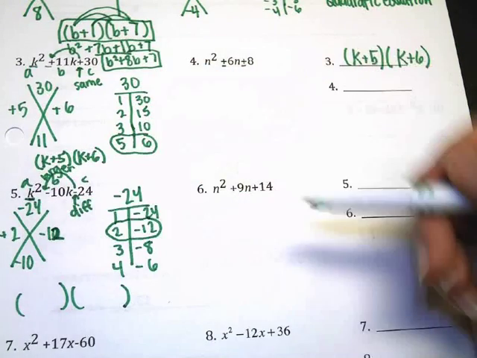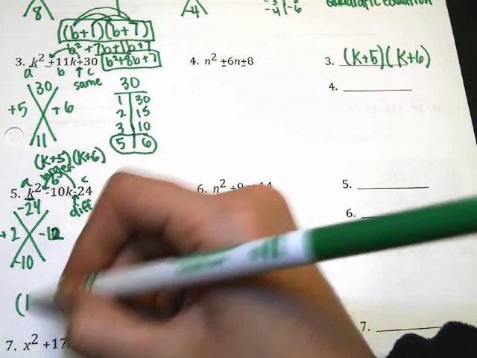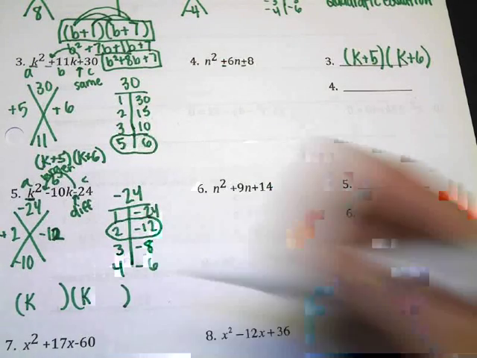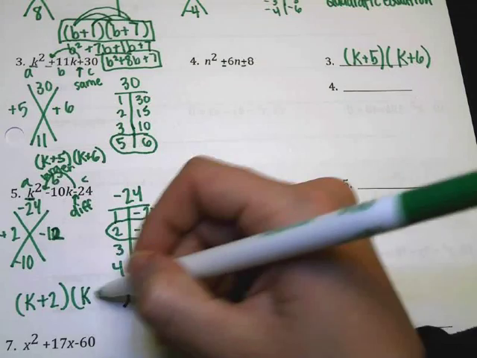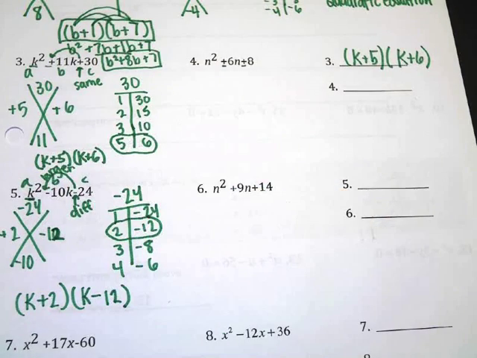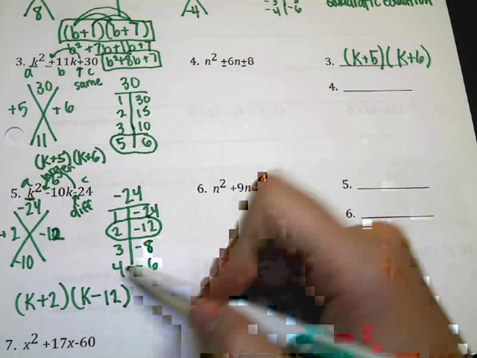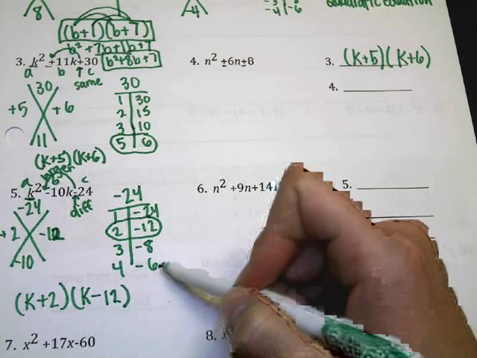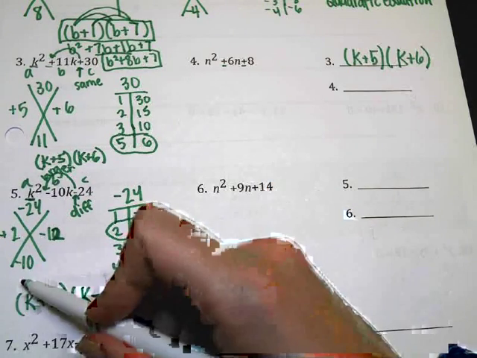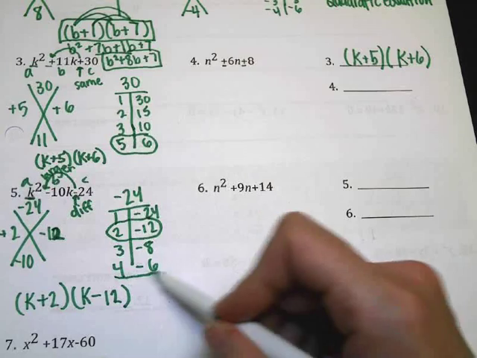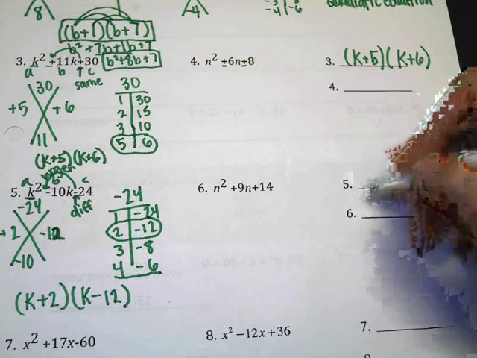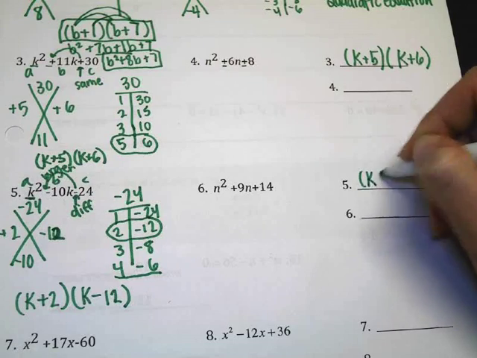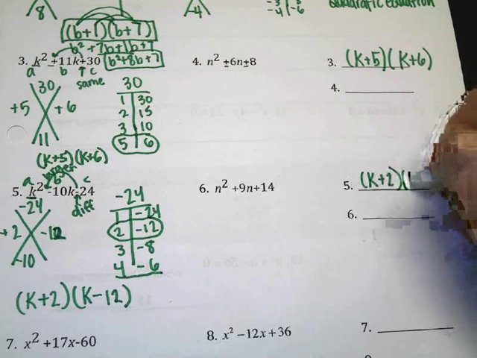What times what is k squared? Well, k times k. And then your factors are plus 2 and a minus 12. 4 and negative 6 would not work because those don't add to give you a negative 10. These add to give you a negative 2. So make sure you're paying attention closely to what you're trying to get to add to. So your answer would be k plus 2 and k minus 12.